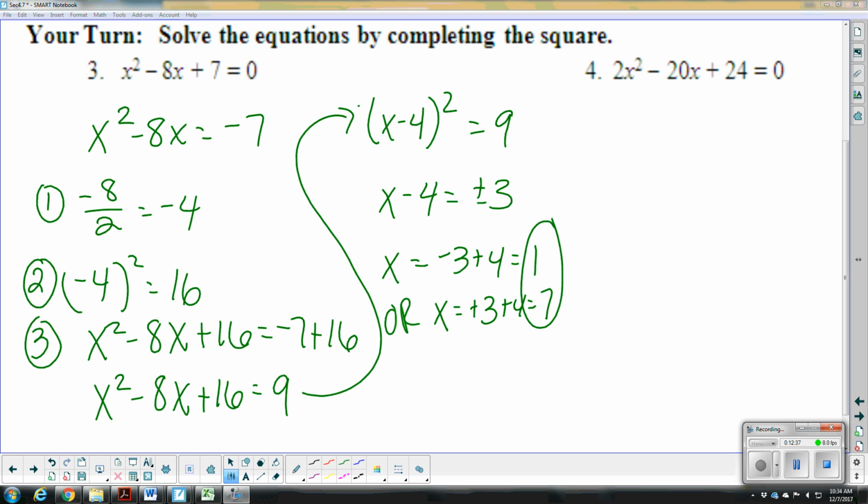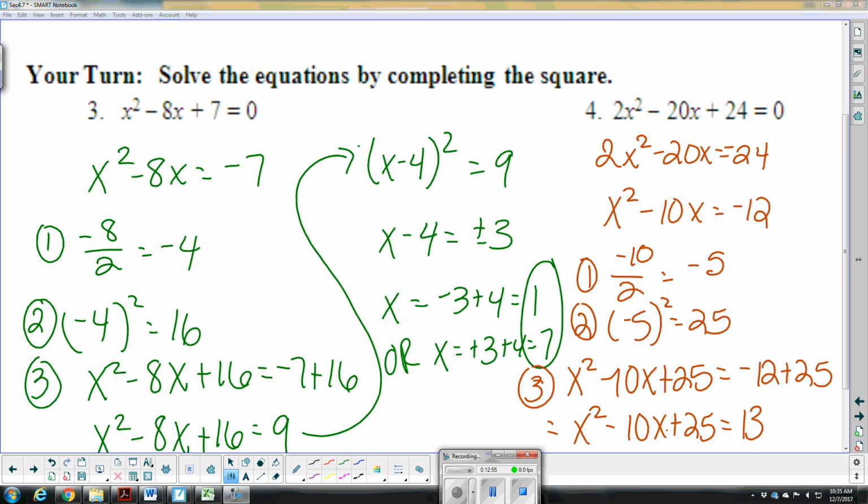So then you can take the square root of both sides to get x minus 4 equals positive or negative 3. So then when you add 4 to both sides, you're either adding 4 to positive 3 or adding 4 to -3 as your solution. So -3 plus 4 is 1, and positive 3 plus 4 is 7. So your two solutions are x equals 1 or x equals 7.